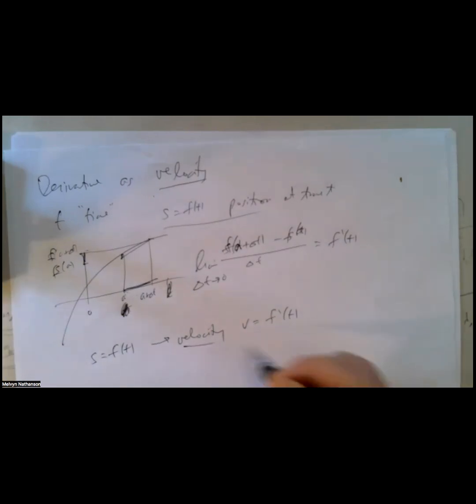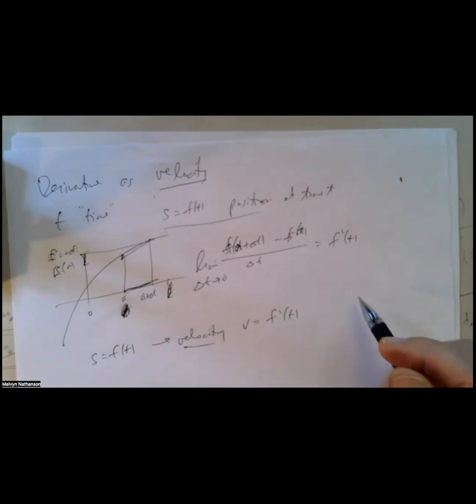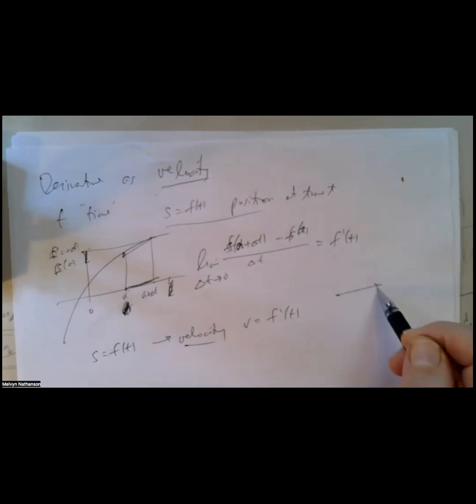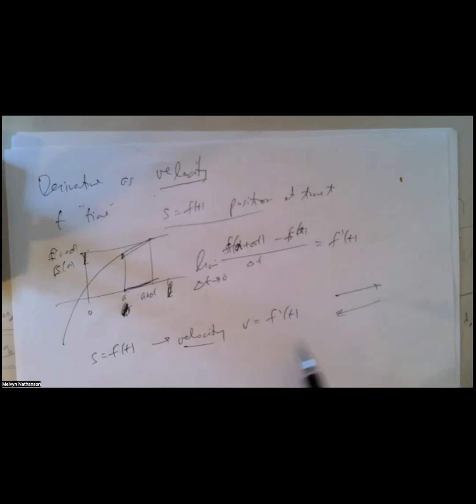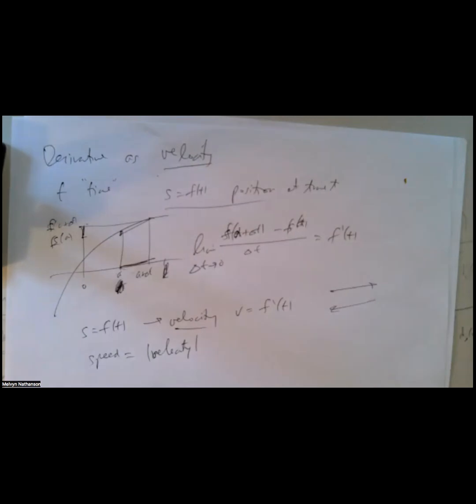That's velocity. This can be positive or negative. If it's positive, that means you're going forward. If it's negative, you're going backward. The speed is the absolute value of velocity. So velocity has a direction to the right or to the left. Speed is non-negative. So the speedometer in your car gives you your speed. It doesn't tell you which direction you're going in. It just tells you how fast you're going.